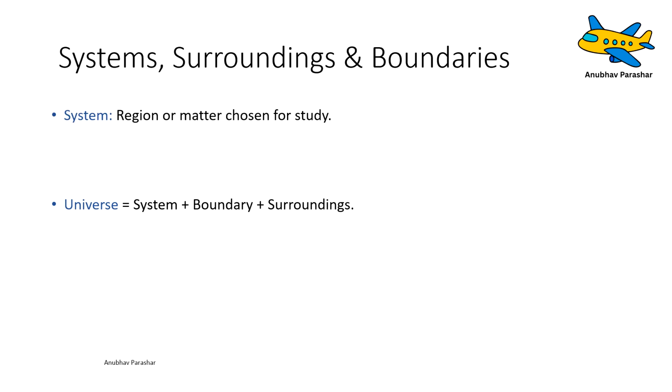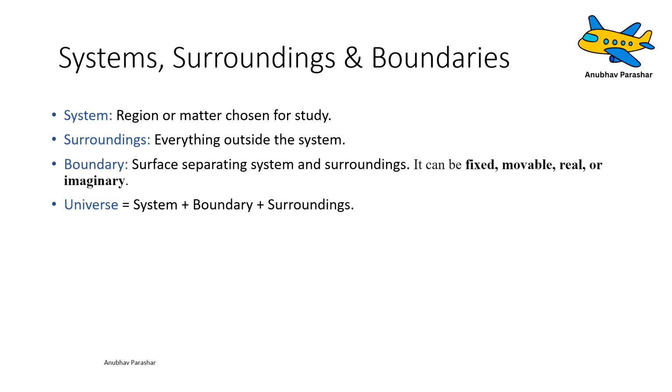So, system is the region or the matter chosen for study. The surroundings are everything outside the system, and boundary is the surface separating the system and the surrounding, right? It can be fixed, it can be movable, it can be real, or it can be imaginary, and we are going to see that. And finally, what is universe? Universe is the system, boundary, and surrounding taken together.